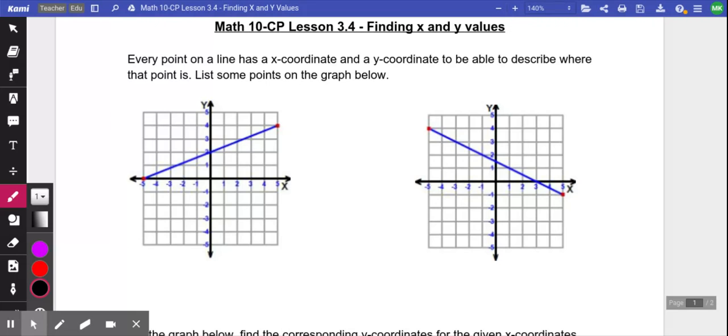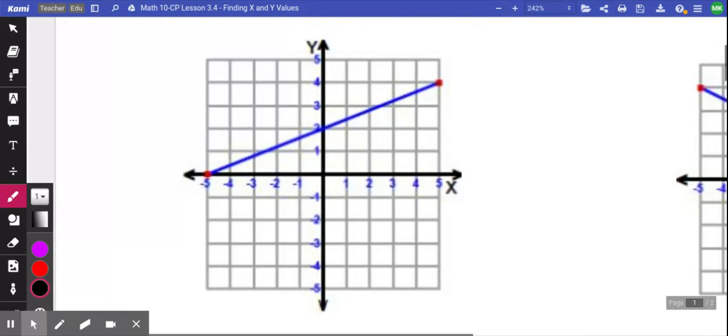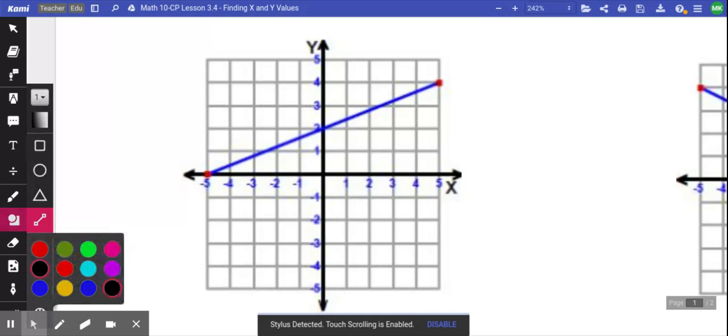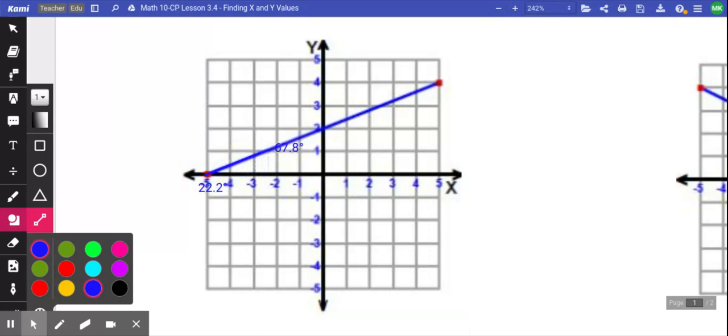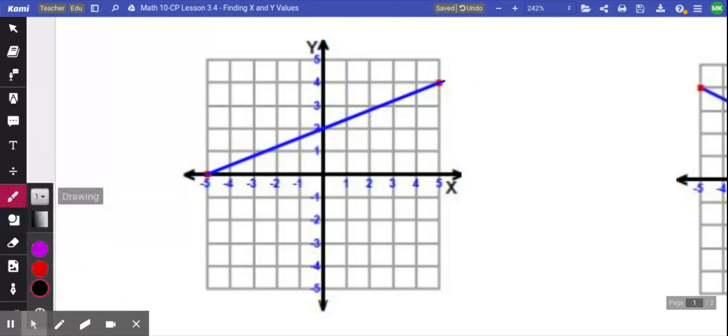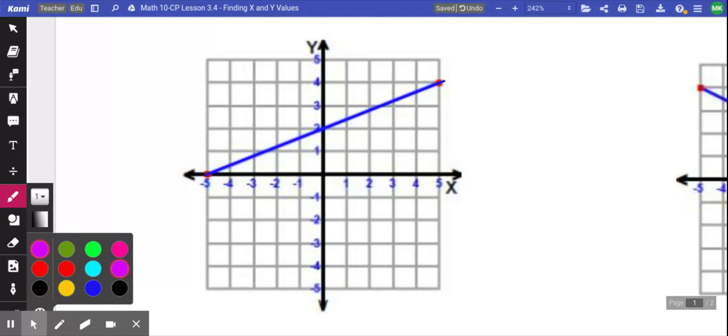Let's look at these two lines. Look at this line right here, this blue line. It represents a whole bunch of coordinates that go together. If I pick any spot on this line, I have to have a way to describe where that point is. The way we describe that point is by using x and y coordinates. X is always the first one, y is always the second one.